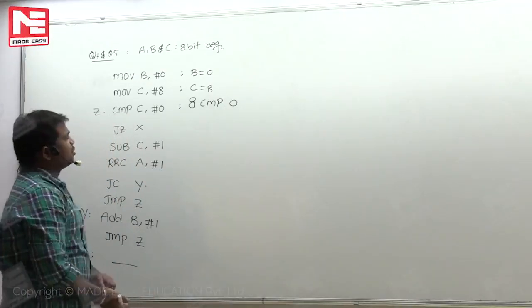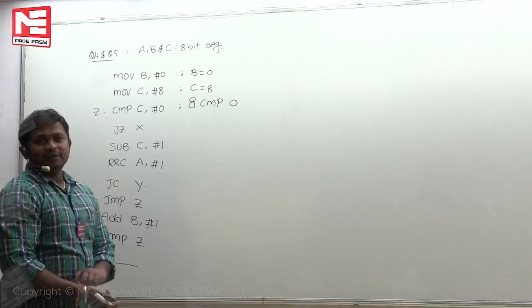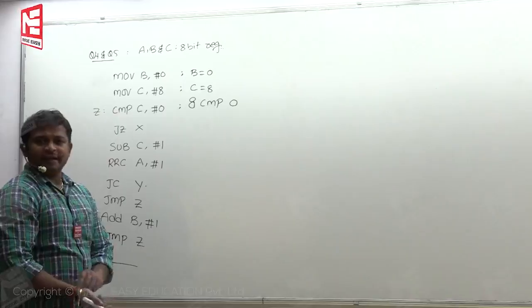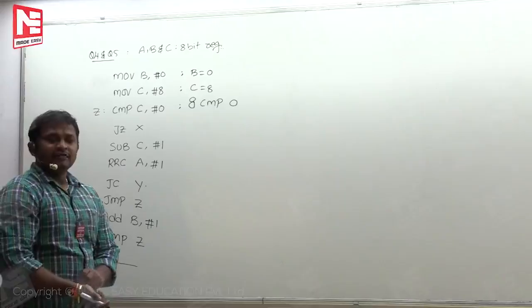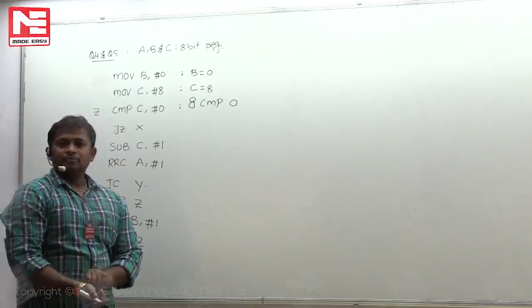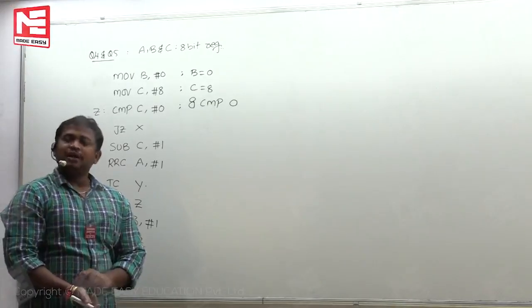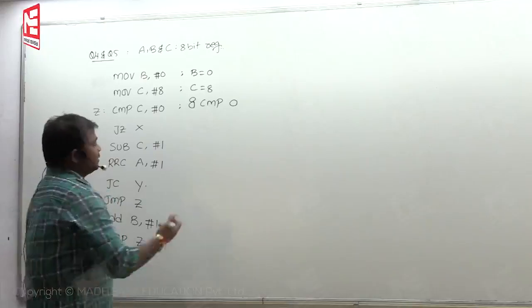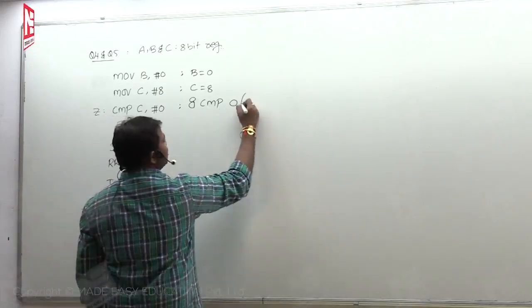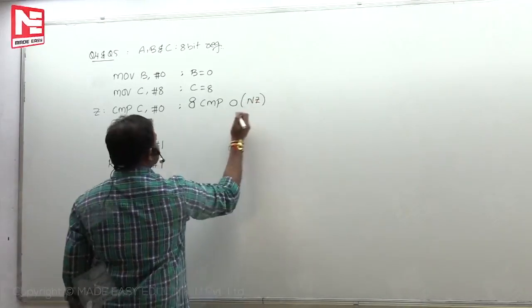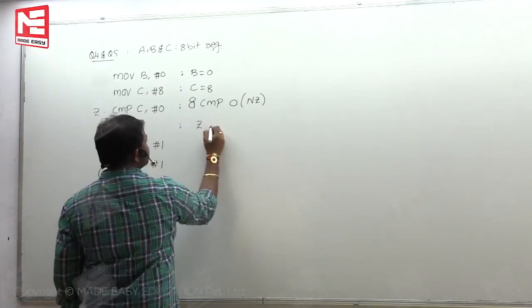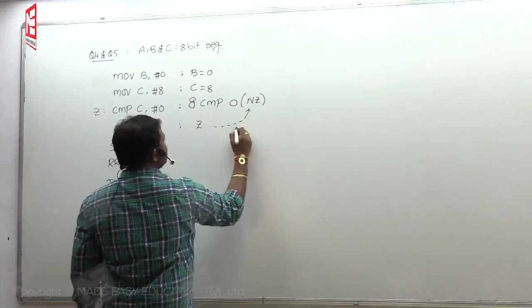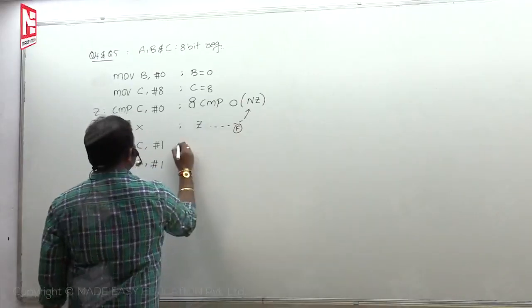Comparison. After execution of the comparison, the result will be available in the zero flag and carry flag. That means the second operand is compared with the first operand. When both are the same, the zero flag will be set. When both are not the same, the zero flag is reset. So 8 and 0 are not the same, so the zero flag is reset. Next, jump on zero. Condition is zero. Compare, false. When it is false, move to sequence.